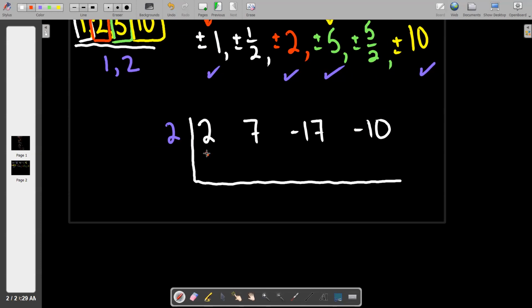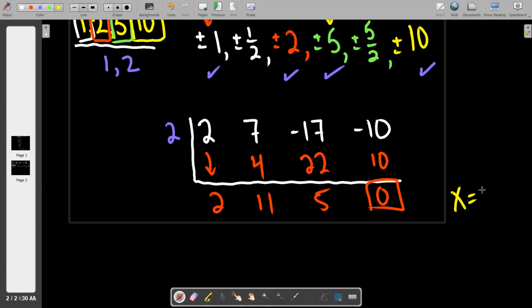So drop the 2. Not that I don't trust you, Bryce. I'm sure it works. So drop the 2, 4, add 11, 22, add 5, 2, 5, 10, add 0. Perfect. Jackpot. So that means that we have found a rational zero. We now know that the graph interacts with the x-axis at x = 2.